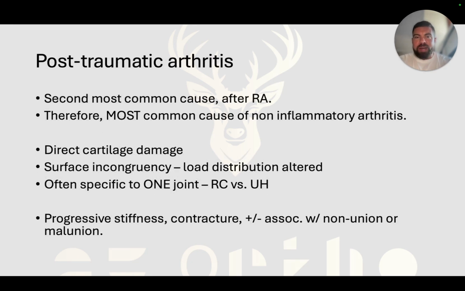The post-traumatic arthritis, as I've touched on, is the most common cause after an inflammatory arthropathy, of which rheumatoid is the most common, and therefore the most common cause of non-inflammatory arthritis is post-traumatic arthritis. It is not primary OA. You get direct cartilage damage because of the injuries. You get an incongruency of the surface. The load distribution is altered, and this isn't new information to you.